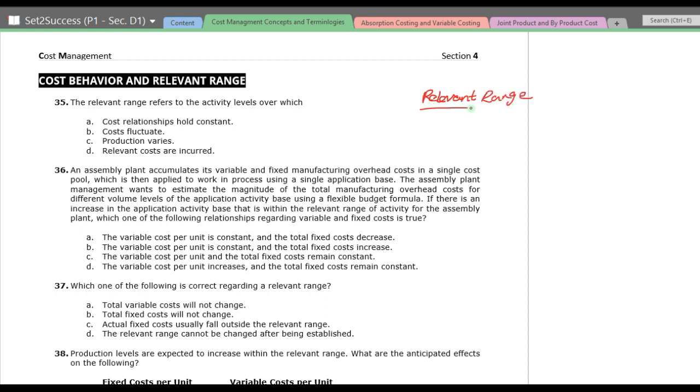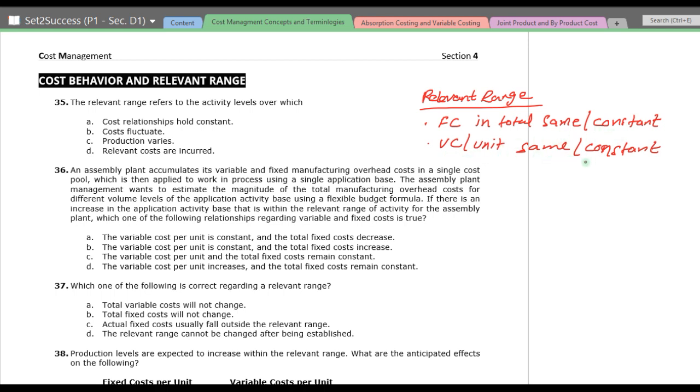Under relevant range we have two things. Fixed cost in total is the same. Total it is the same, or we can say it's constant. And variable cost per unit is the same or constant. So under the relevant range, fixed cost in total is either the same or constant, and variable cost per unit is the same or constant.